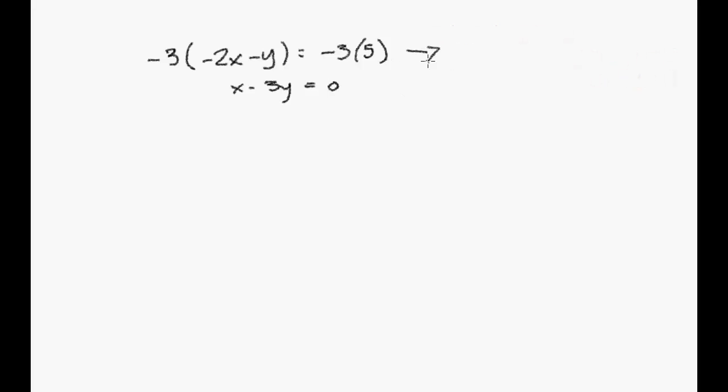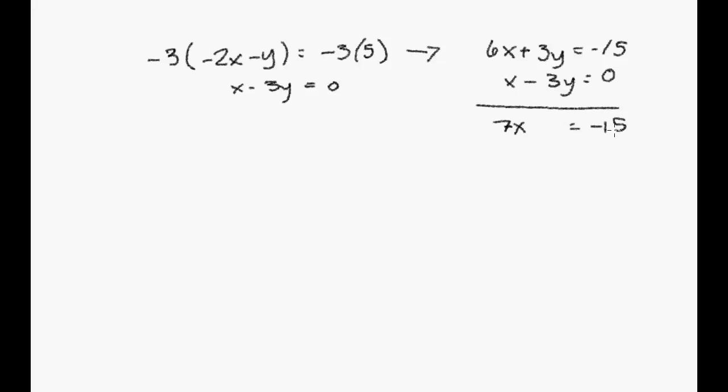Okay, so this is going to simplify. All right, so check the ordered pair, right? The solution is minus 15 over 7 for x and minus 5 over 7 for y.